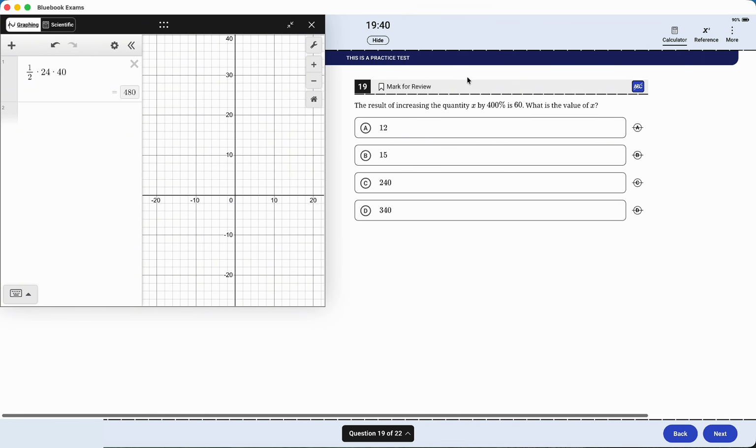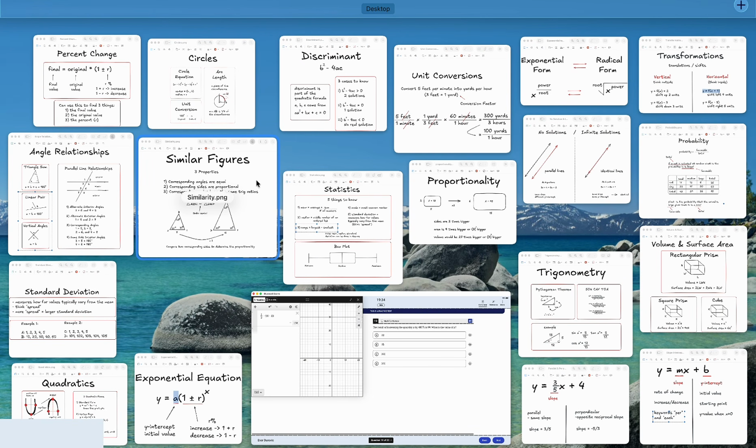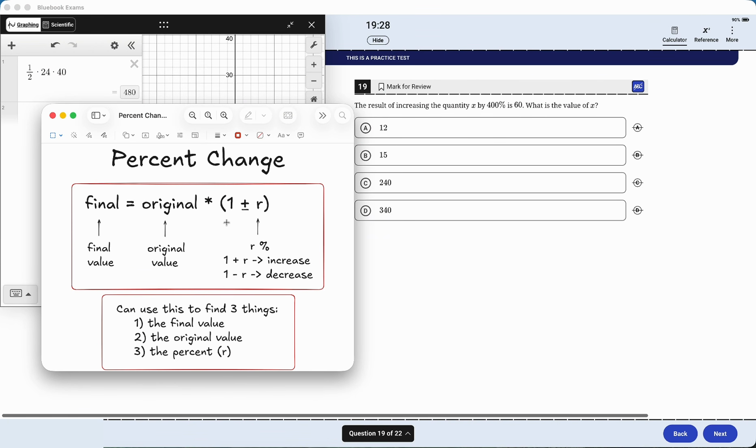All right, next one, another percent question. We talked about this earlier. You want to be able to kind of translate these. I don't know if I have something exactly for this. Not exactly. This is more about the equation for percents. I guess it kind of fits, but not exactly. Yeah, I mean, it fits.